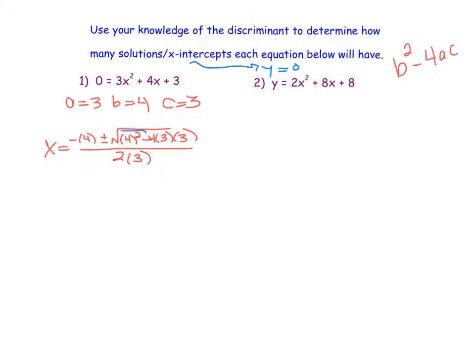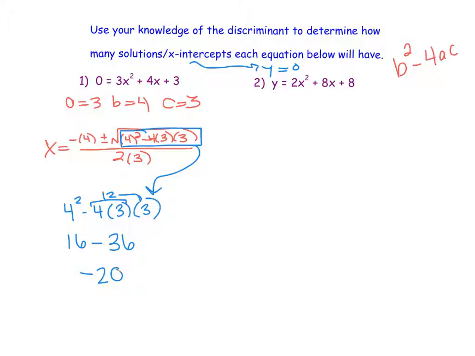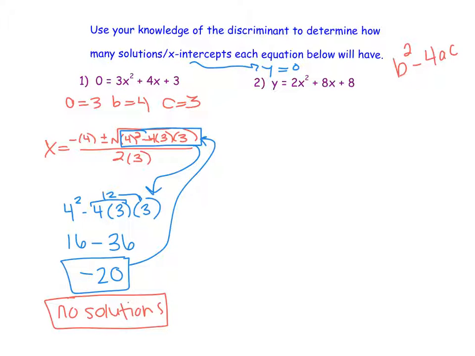Then I'm going to focus right in on the discriminant, this piece that's underneath the square root. So I have 4 squared minus 4 times 3 times 3. So this is 16 minus, well, 4 times 3 is 12, 12 times 3 is 36. So 16 minus 36. This is telling me that I have a negative 20 underneath my square root. And I know that when that discriminant, or that value underneath the square root, is negative, I'm going to have no solution. So when my discriminant is negative, I will have no solutions to that quadratic equation.